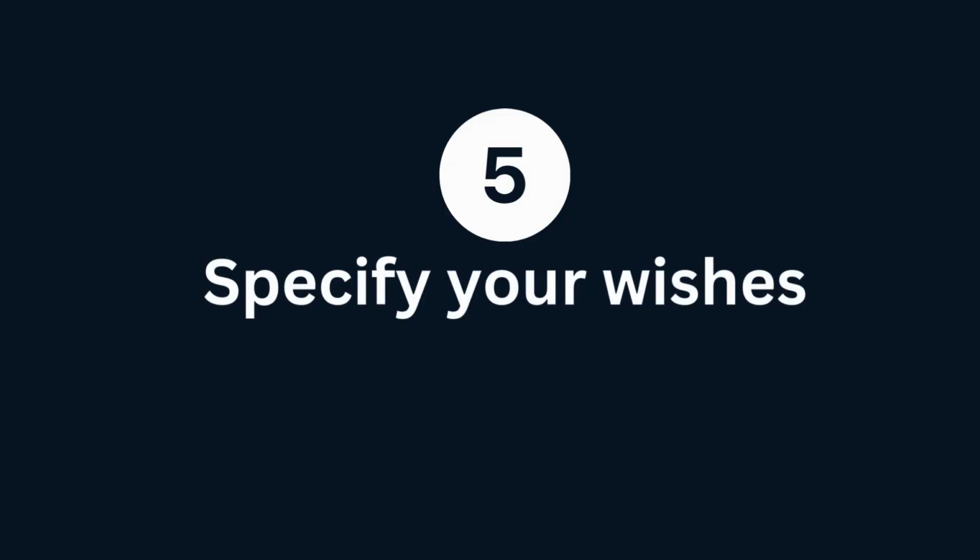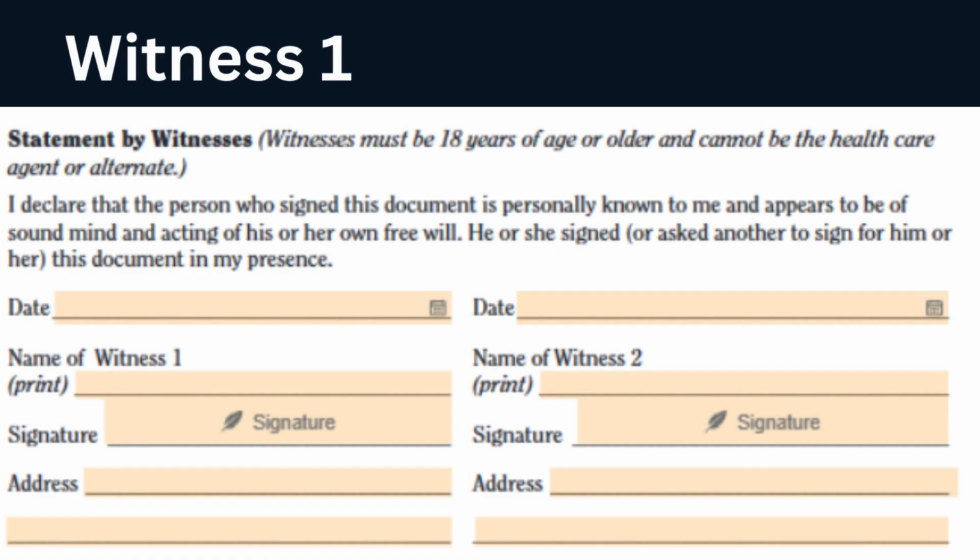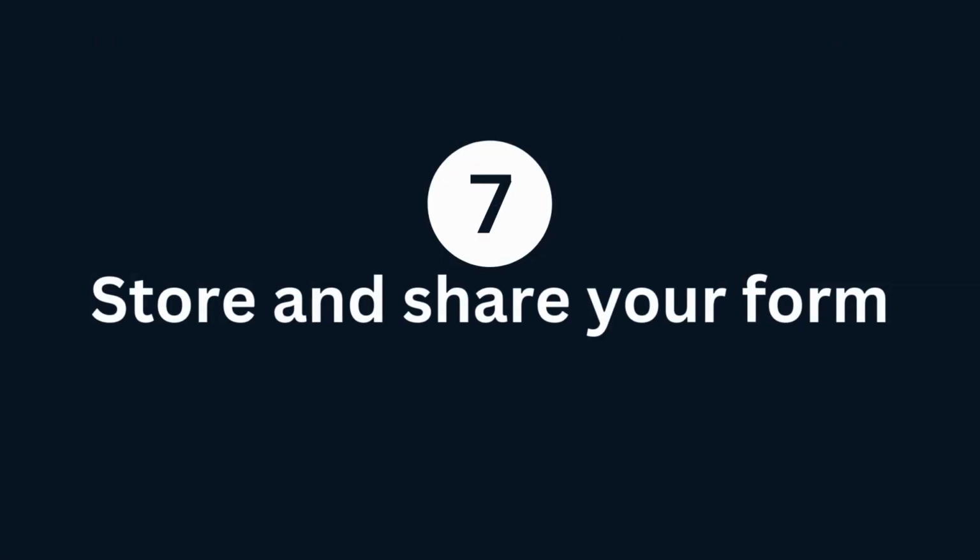Step 5. Specify your wishes. You can provide specific instructions about treatments you do or do not want. This section is optional, but it helps guide your agent in making decisions. Step 6. Sign and date the form. Sign and date the form in the presence of 2 witnesses. The witnesses should also sign and date it, verifying that you completed it willingly.